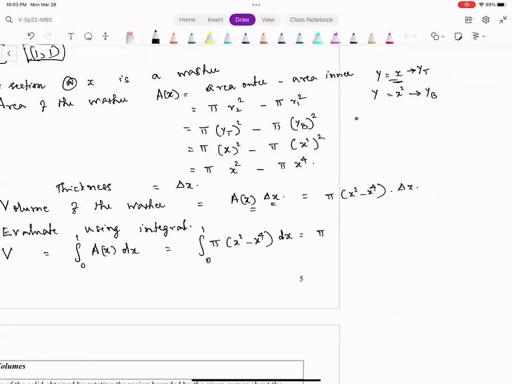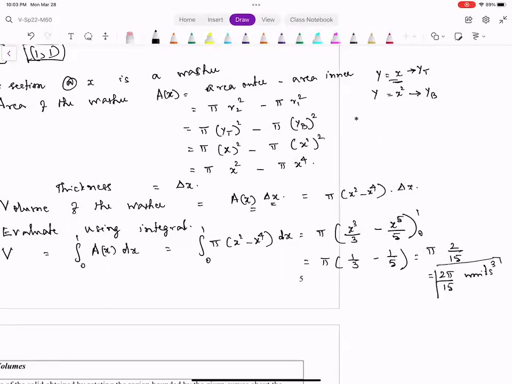So pi can be taken out. The integral of x squared is x cubed over 3. Then the integral of x to the 4 is x to the power 5 over 5, between 0 and 1. So it is pi times 1 over 3 minus 1 over 5, and the lower limit gives 0. So it is pi times (5 minus 3) over 15, which is 2 pi over 15. Because it's volume, it's in units cubed or cubic units. You can write it like that.